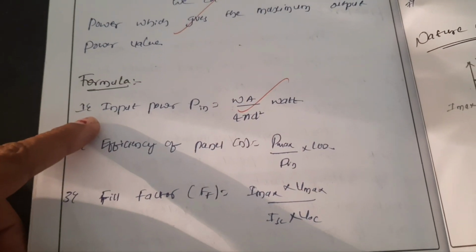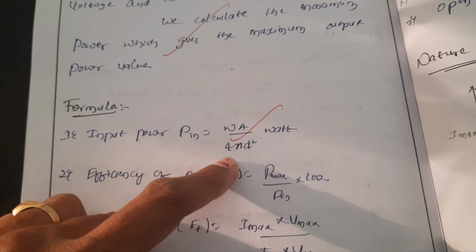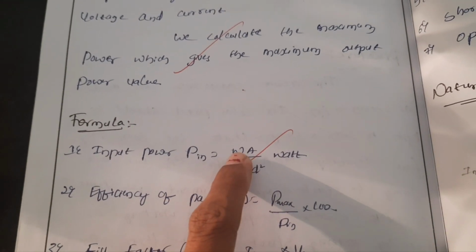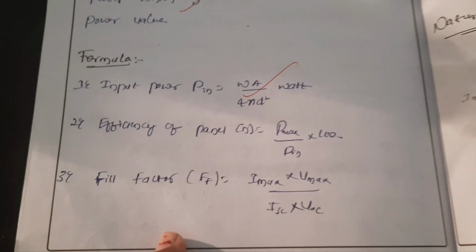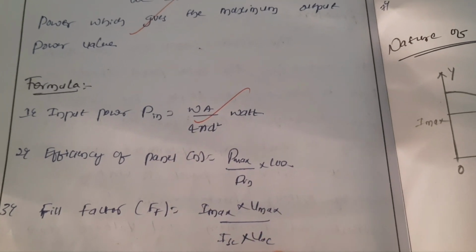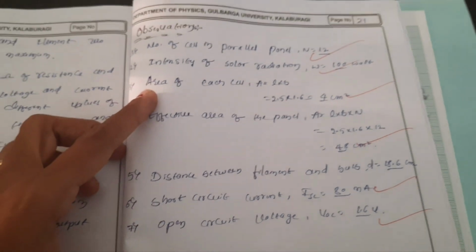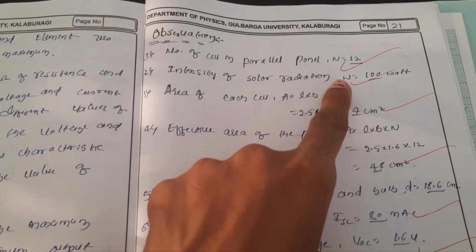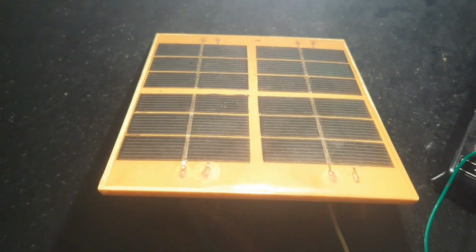The formulas required are written here: input power is watt into area divided by 4 pi d square. Whatever bulb you are using, you should write the watt of that bulb. Efficiency is P max divided by P in into 100. Fill factor is I max into V max divided by ISC into VOC. And you should write the observations here. The number of cells in the parallel panel, n is equal to 12, because we have considered two cells. If you count 6 plus 6, n is equal to 12.